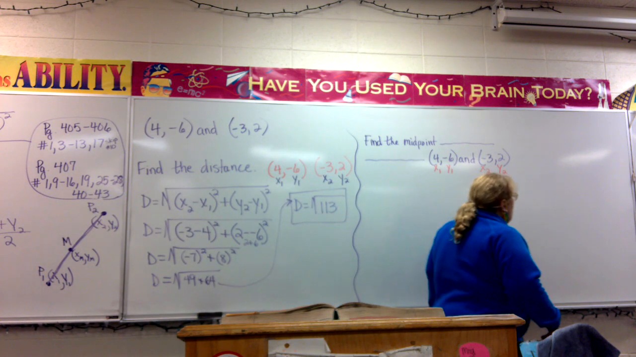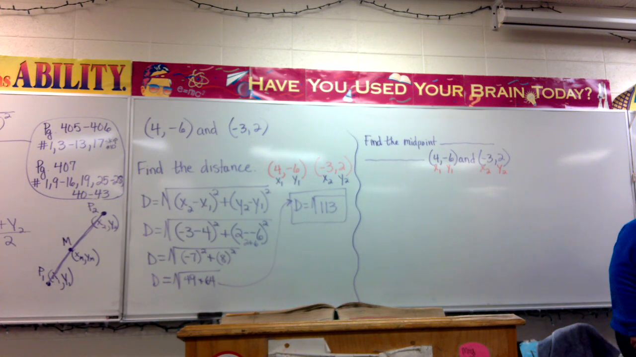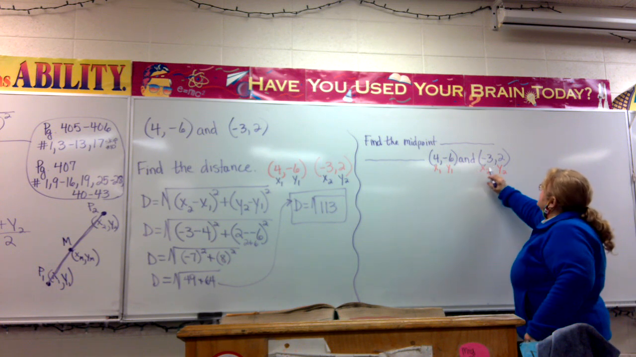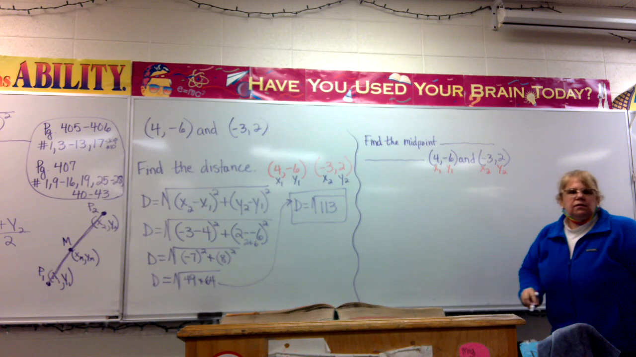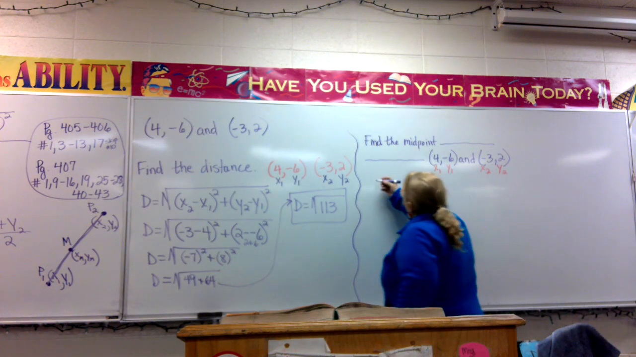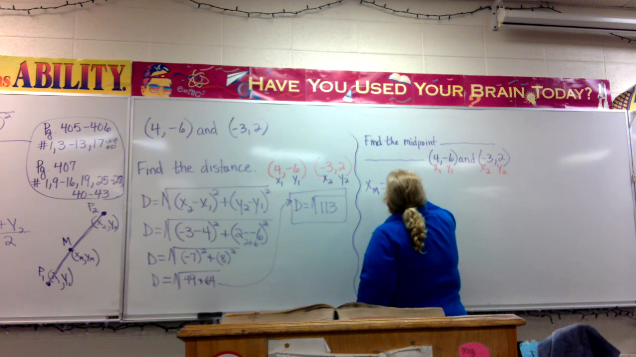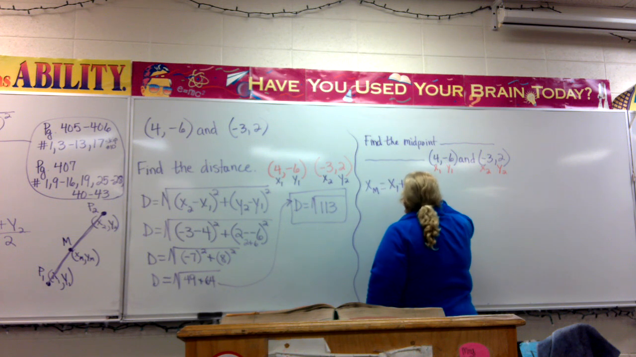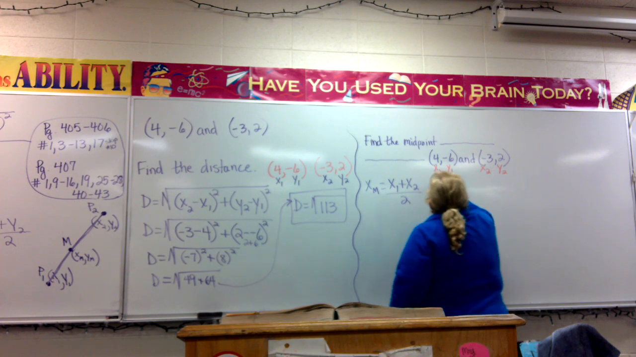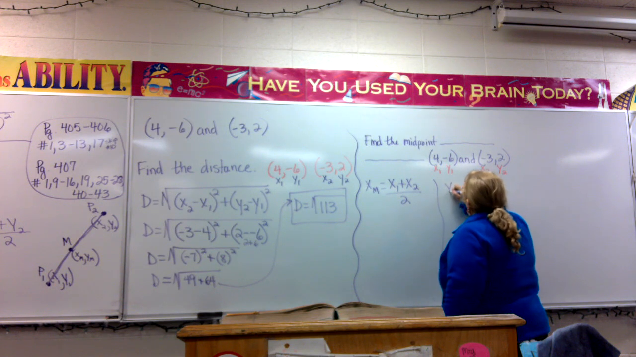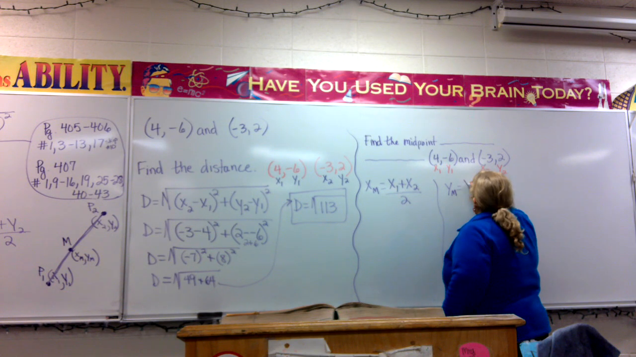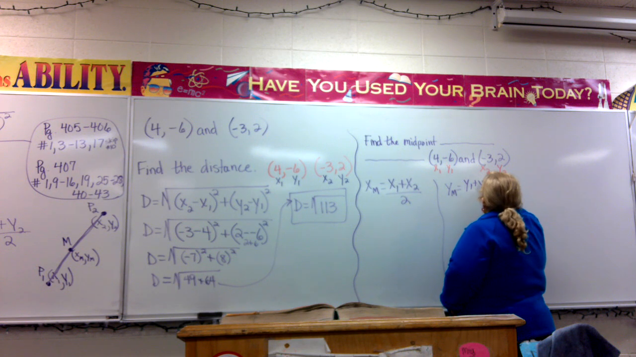And same thing, I use the same 2 points. Find the midpoint of the segment that joins them. Well, again, I would ask that you write down the 2 points. And then write down the formula. X of the midpoint equals x1 plus x2 all over 2. And y of the midpoint, sorry, all over 2.